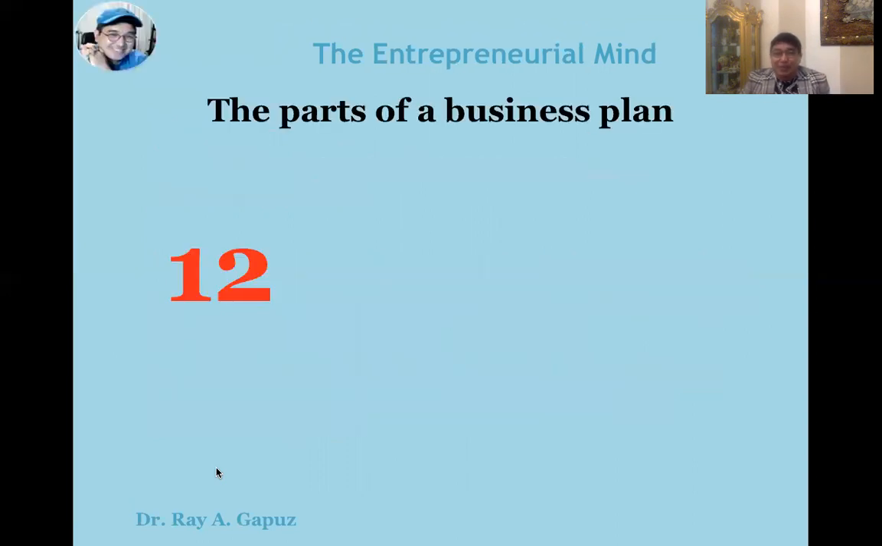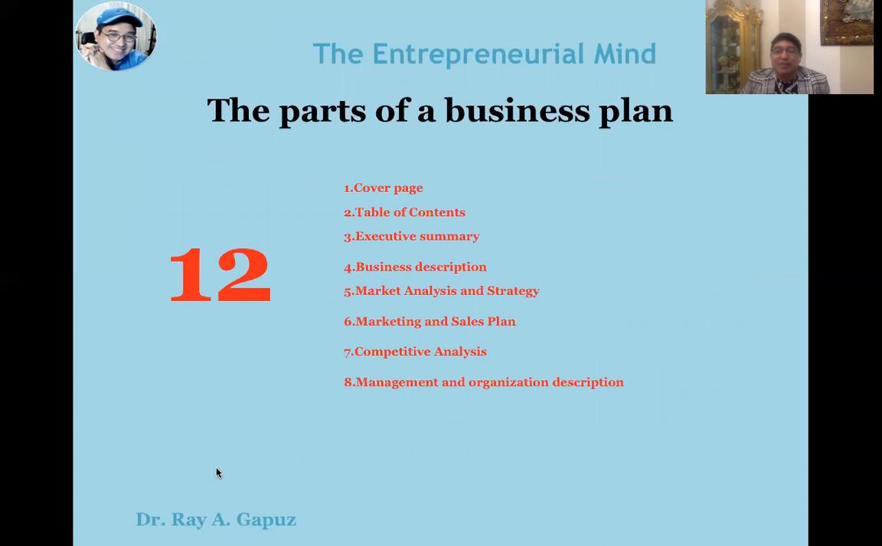So let's begin with the 12 parts. You have the cover page, table of contents, executive summary, business description, market analysis and strategy, marketing and sales plan, competitive analysis, management and organization description, products and services description, operating plan, financial projection and needs, and last but not the least, exhibits and appendices, which could be your favorite part. But remember this, that you would not be able to put anything there until you're able to get through the meaty parts of your business plan.